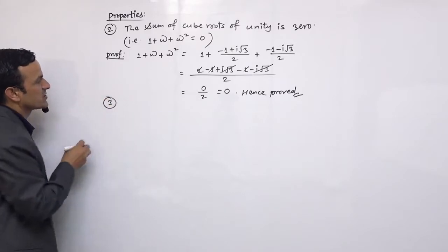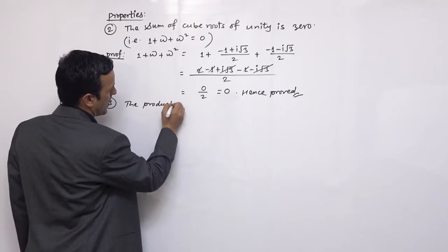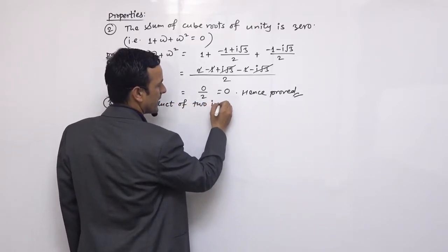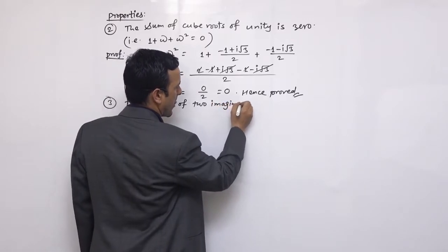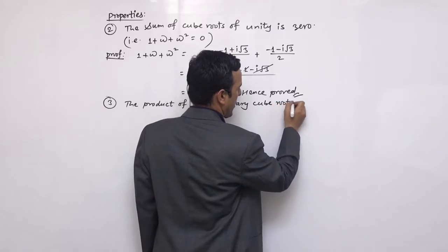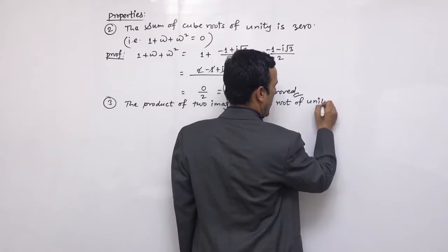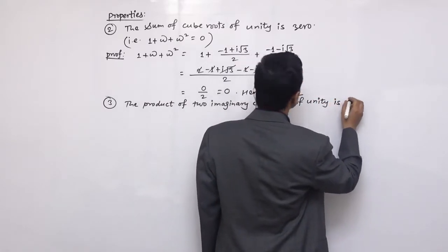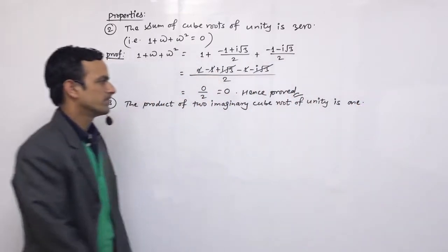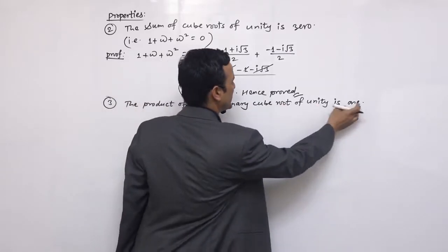So number 3, let's move to number 3. The product of two imaginary cube root of unity is 1. Unity or 1. Product of two imaginary cube root of unity is 1.